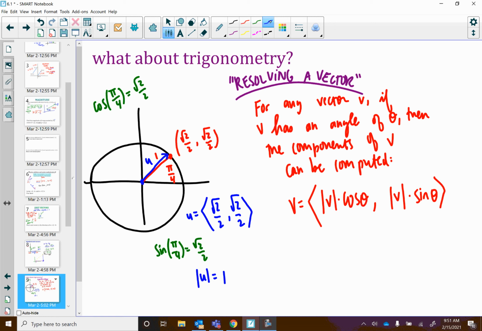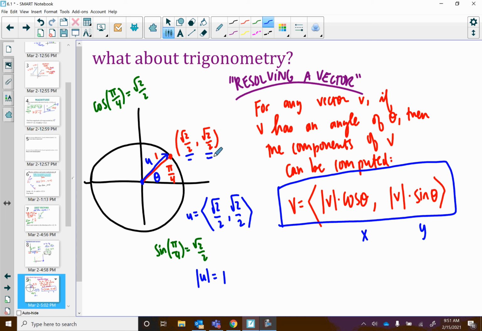Think about that for a second. We know that sine is y and cosine's x. If I know this angle down here, I can find the x and the y values, my sine and my cosine of that angle from the unit circle. And then to make it the vector that I need, I might need to make it bigger by multiplying it by the magnitude of that vector, the length of that vector. So that's resolving a vector, our connection to trig.